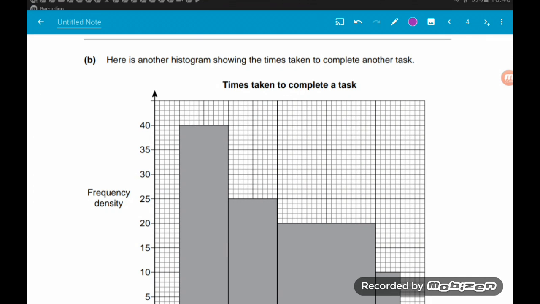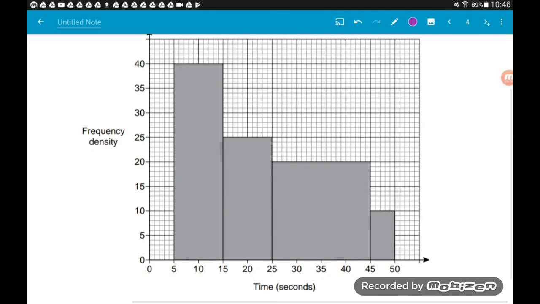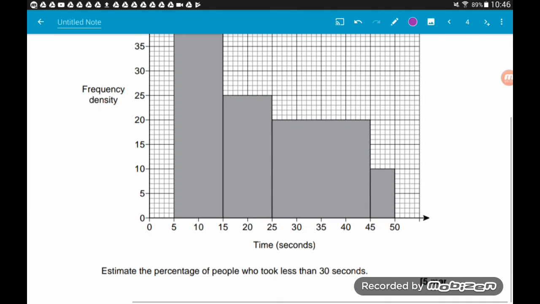Cracking. Okay, next question. So I've got another histogram for the times taken to complete another task. So here's our lovely histogram. Now we're asked to estimate the percentage of people who took less than 30 seconds. So this is a big question. I think this might be the final one for this video. If you want more histograms, let me know down below in the comments.